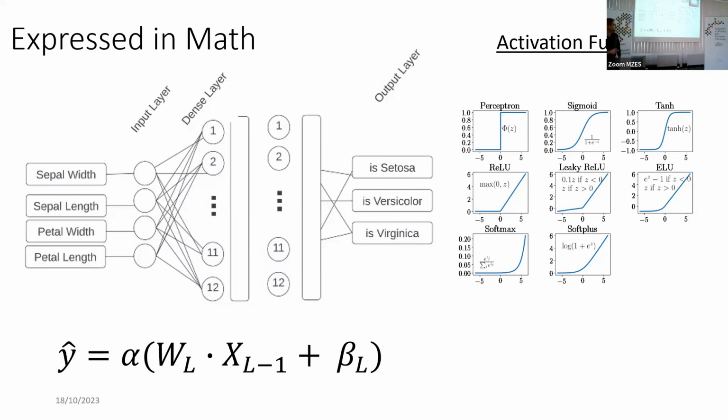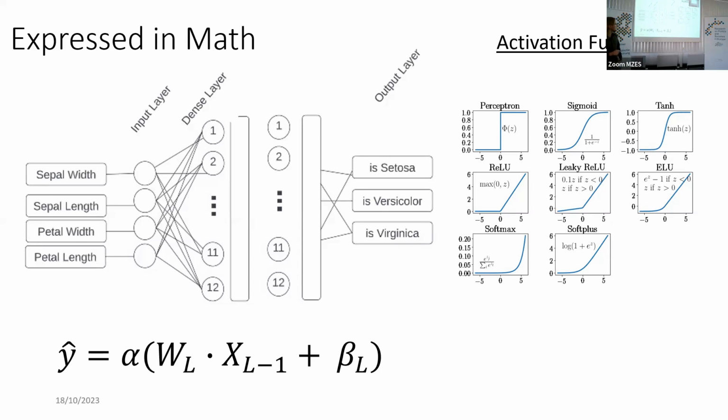No, that's wrong. Sorry, WL is a matrix of weights, and it corresponds to, let's say it has 12 rows because we have 12 neurons, and it has 4 columns because we have 4 inputs in this first layer, and we're going to multiply it by XL of the previous layer. So in the case of dense layer number 1, the previous layer is the input layer. And XL is an array of these 4 inputs.